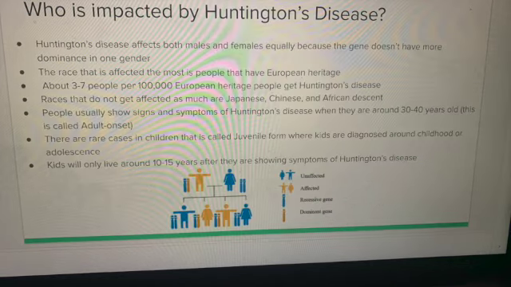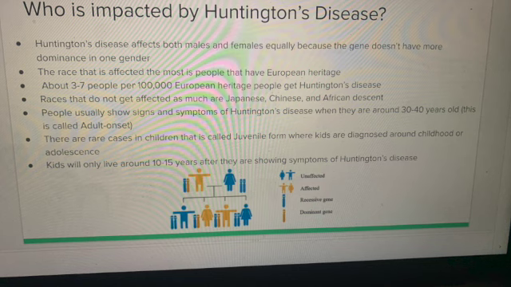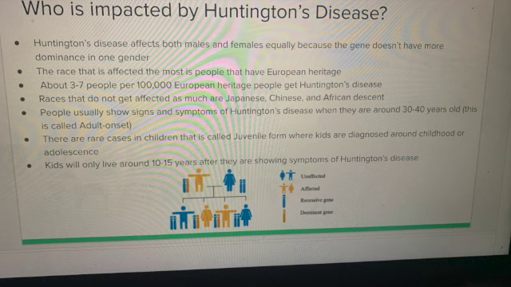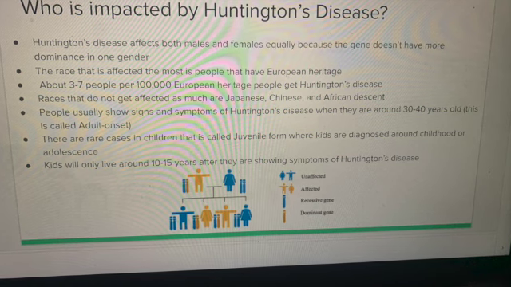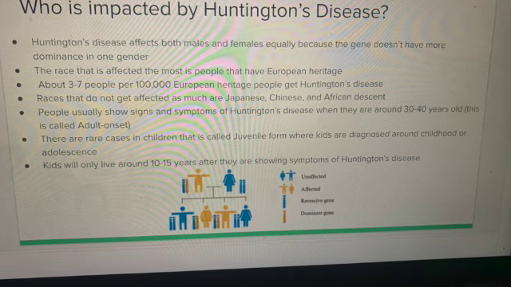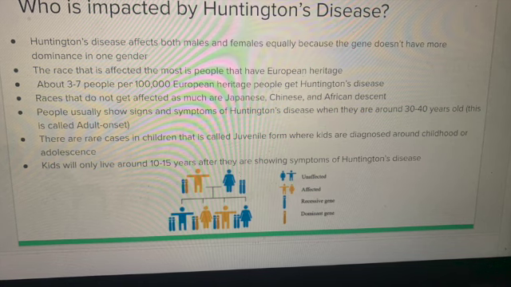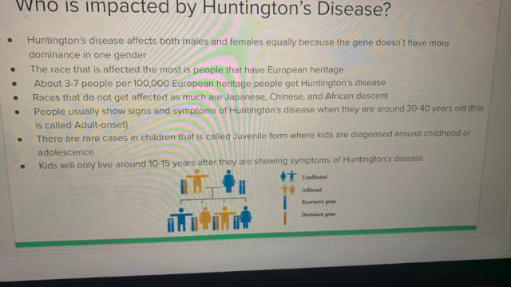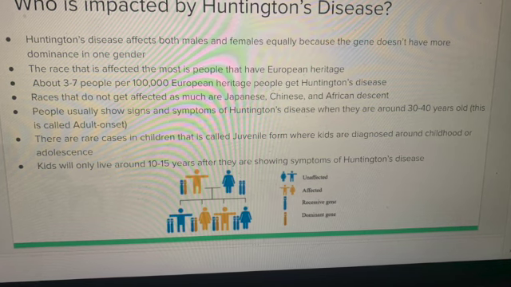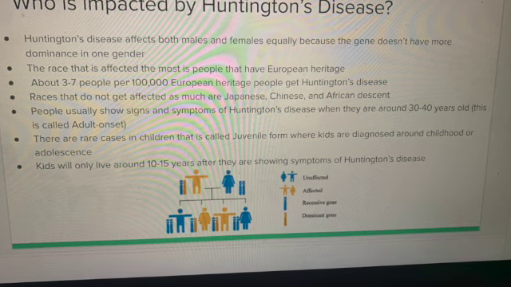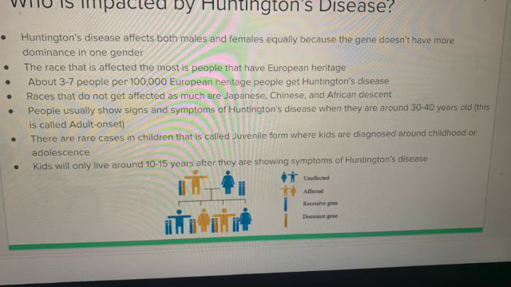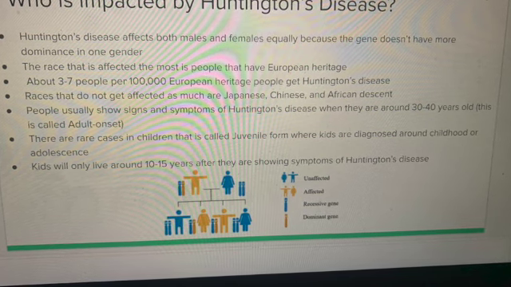Who is impacted by Huntington's disease? Huntington's disease affects both males and females equally because the gene doesn't have more dominance in one gender. The race that is affected the most is people that have European heritage. About 3 to 7 people per 100,000 of European heritage get Huntington's disease. Races that are not affected as much are Japanese, Chinese, and African descent.